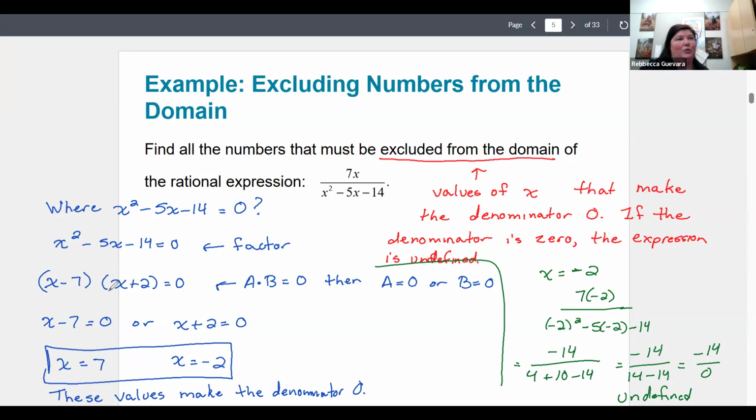So that's all we did here. If you have that polynomial, you need to factor it, set both factors equal to 0, and then figure out what those x values are. So we exclude x equals -2 and 7 from the domain.